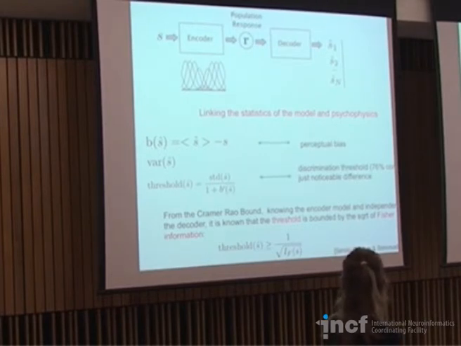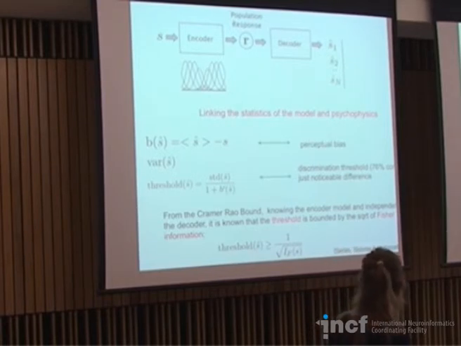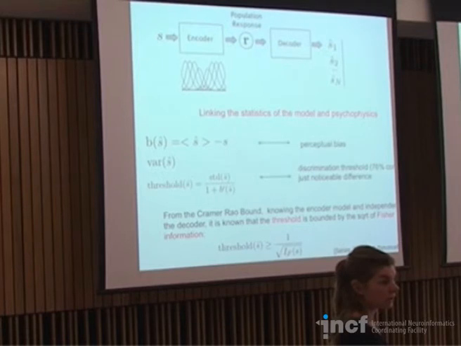And from the Cramér-Rao bound, we know as well that even if the decoder is optimal, the discrimination threshold is going to be bounded by a quantity which depends on Fisher information. So Fisher information gives you the minimal discrimination threshold that you can obtain if your decoding stage is optimal. Is that clear?